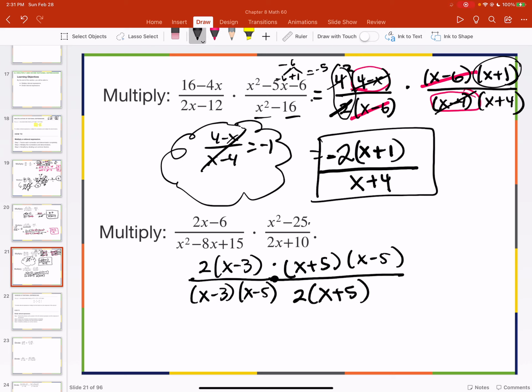So these are being multiplied. It's the same thing because you're just multiplying straight across. Now I can start canceling. The 2's cancel out. The x plus 5's cancel out. These x minus 3's cancel out. These x minus 5's cancel out. Oh my goodness. It's equal to 1 because everything canceled out.